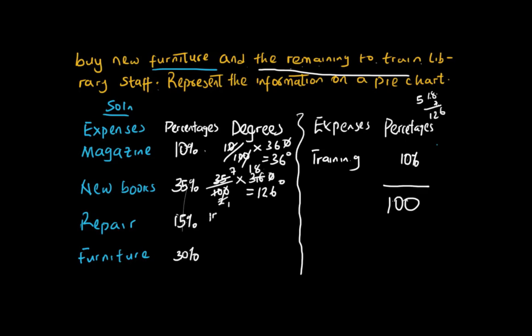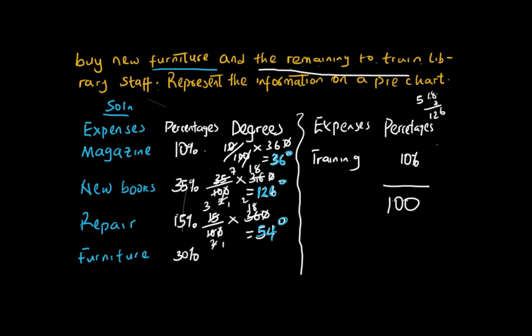Let's do the next one. 15 over 100 times 360. 0 cancels 0. 5 in 15 is 3. 5 in 10 is 2. 2 here 1. 2 in 36 is 18. So we have 3 times 18. 3 times 8 is 24. 4 carry 2. 3 times 1 is 3 plus 2 is 5. So we have 54 degrees. Now let me write this in blue so that we can see it very well. So we have 36 degrees. We have 126 degrees. We have 54 degrees.